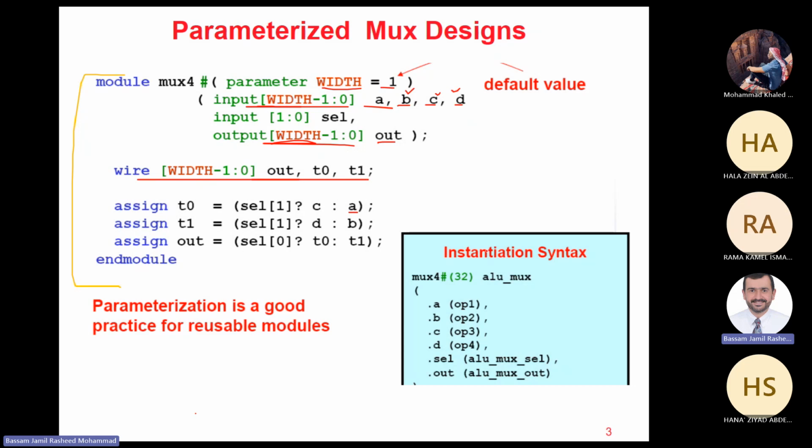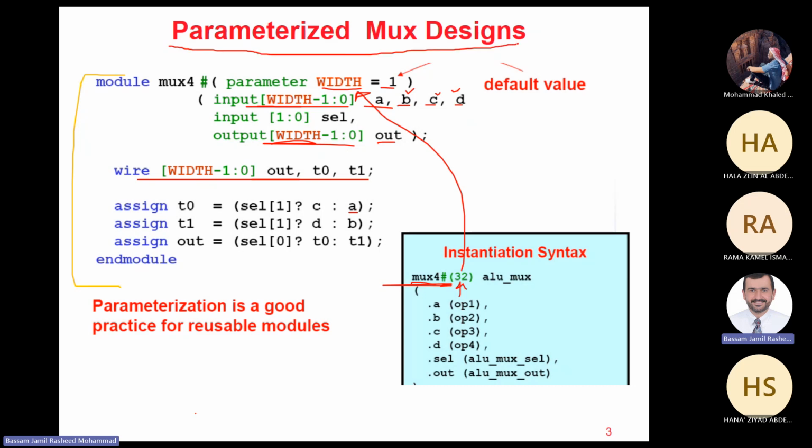Now, in the instantiation, I can instantiate this multiplexer, MUX4, and we use this sign here, and I'm passing 32. This 32 goes all the way to the width. This is as if I have replaced the width with the number 32. So the MUX4 magically becomes a 32-bit 4-to-1 multiplexer. This way we can parameterize our design.